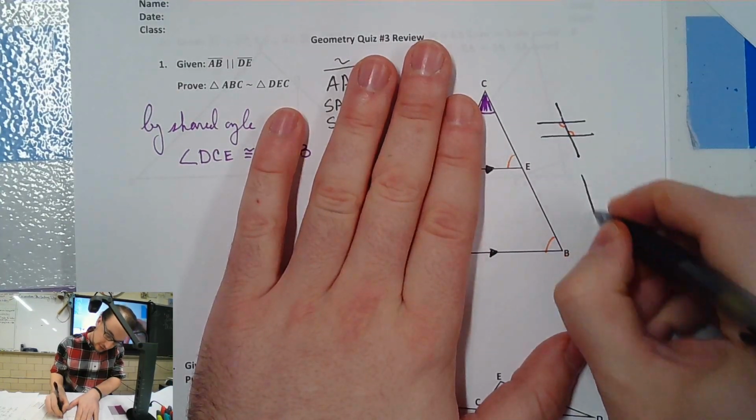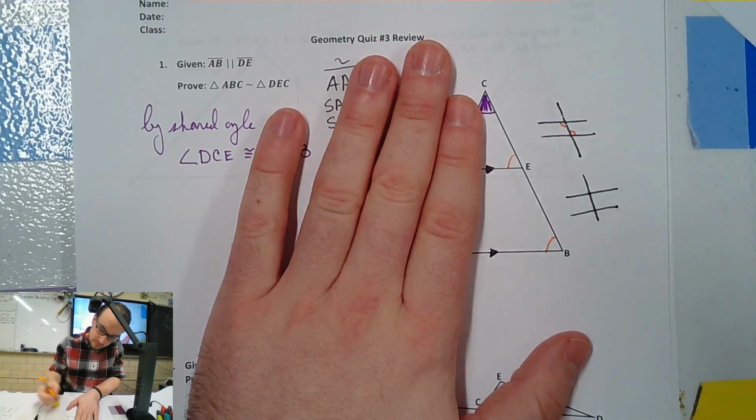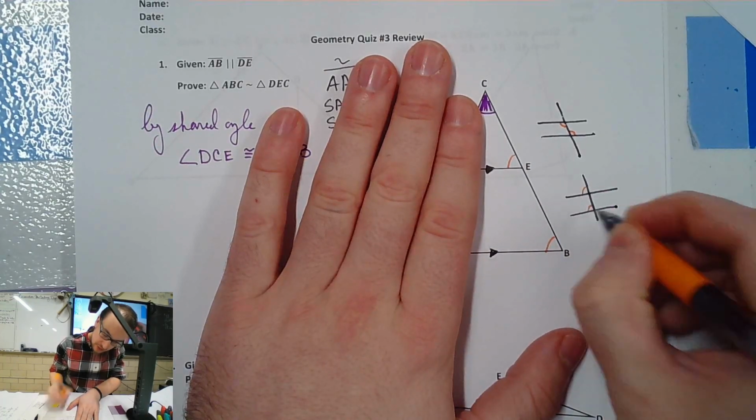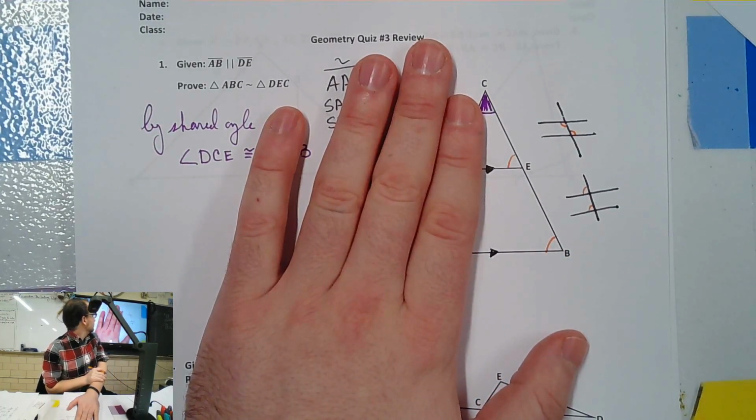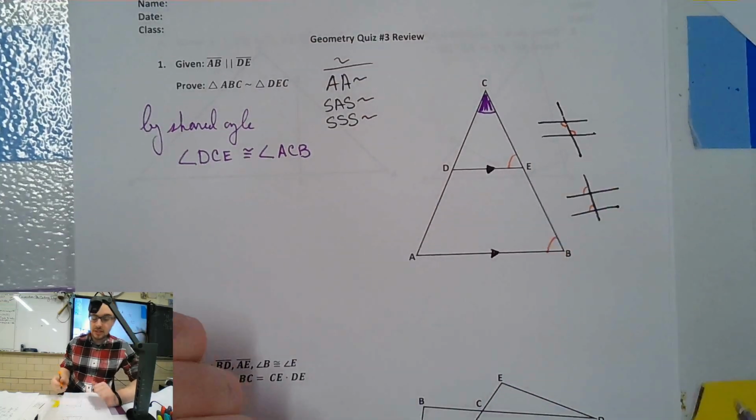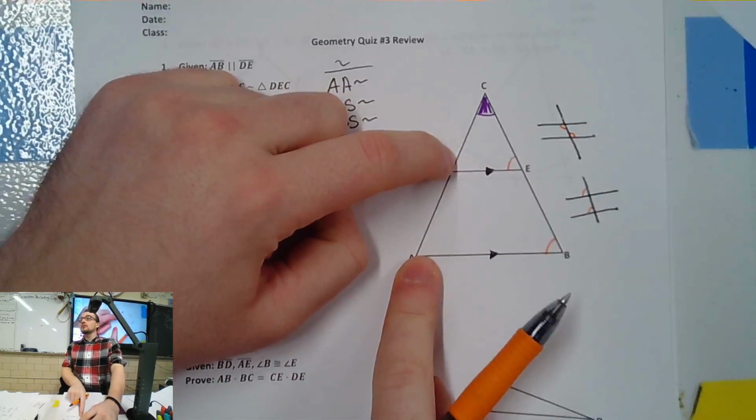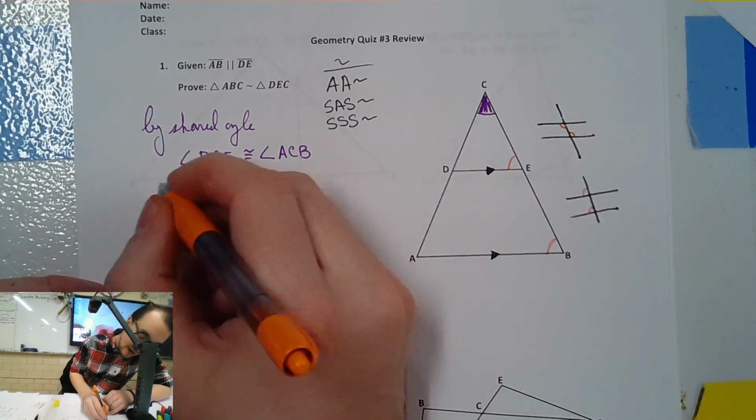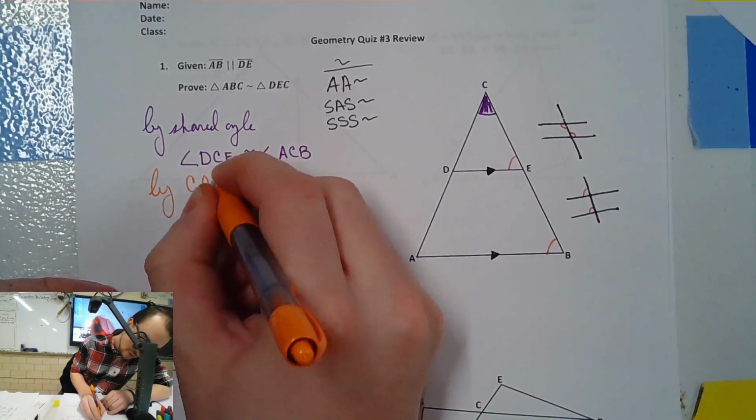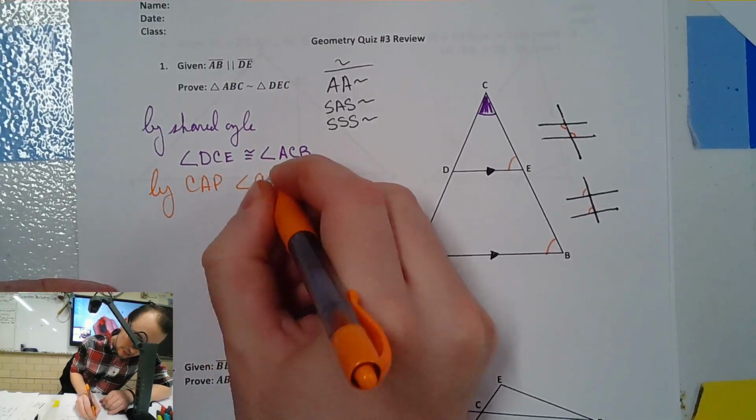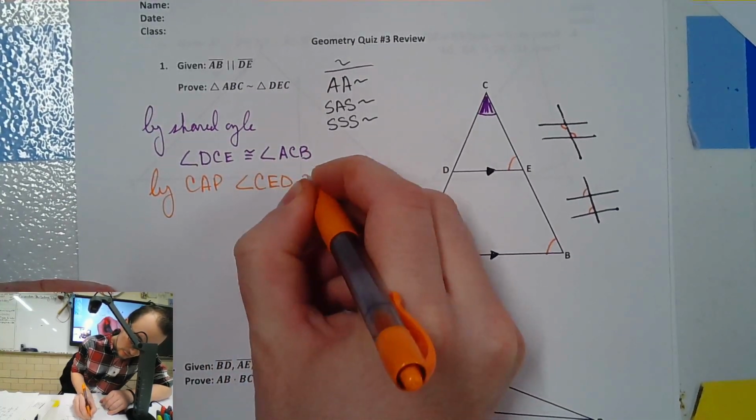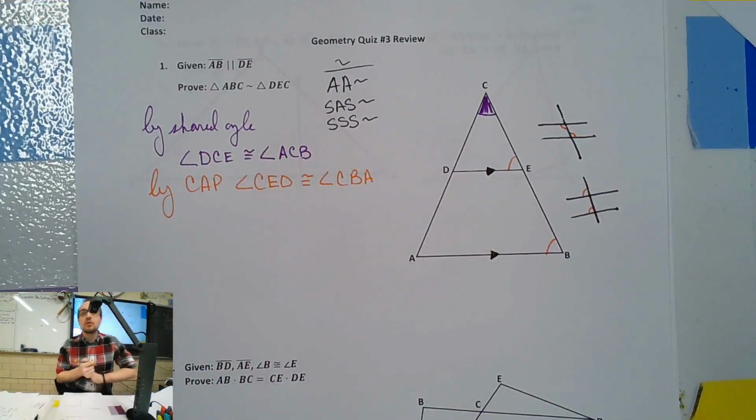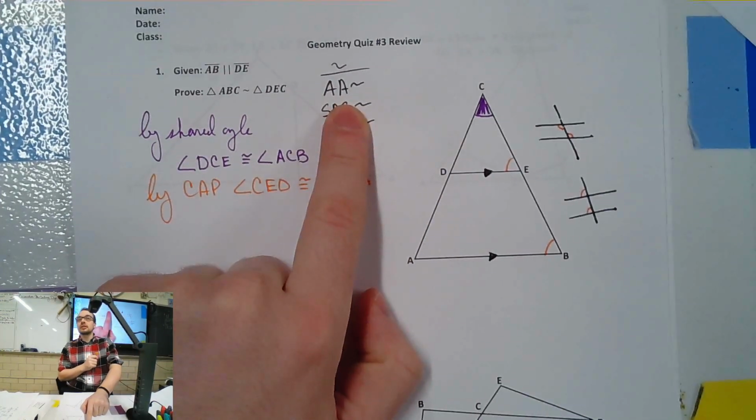So corresponding angles is when you have something like this. Assuming these two are parallel, you'd have this and this be the same. So we have these two angles. Now, could we get that from the other side as well? Yes, sure, but we don't need it because two angles is all we need to get the job done. So I'm going to say by CAP, corresponding angles postulate, I know that angle CED is congruent to angle CBA. And now that I've mentioned both angles, I can use both angles in AA.